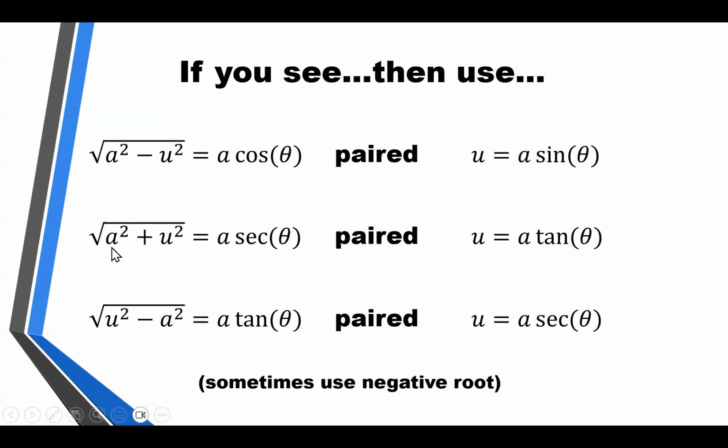X squared plus 4, these are both positive. So I'm going to utilize the square root is a secant theta, and a tangent theta is going to be my variable part. In this case, it's nice because we have x squared, so the u can be replaced with just the variable x. So u here is just like x. So I'm going to have x equals a tangent theta, and square root of a squared plus x squared is equal to a secant theta.